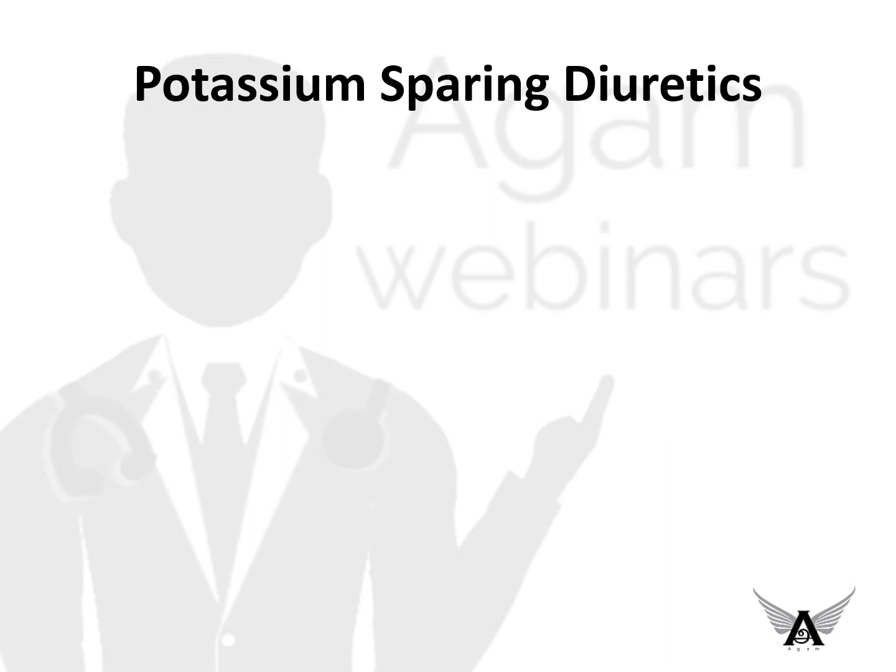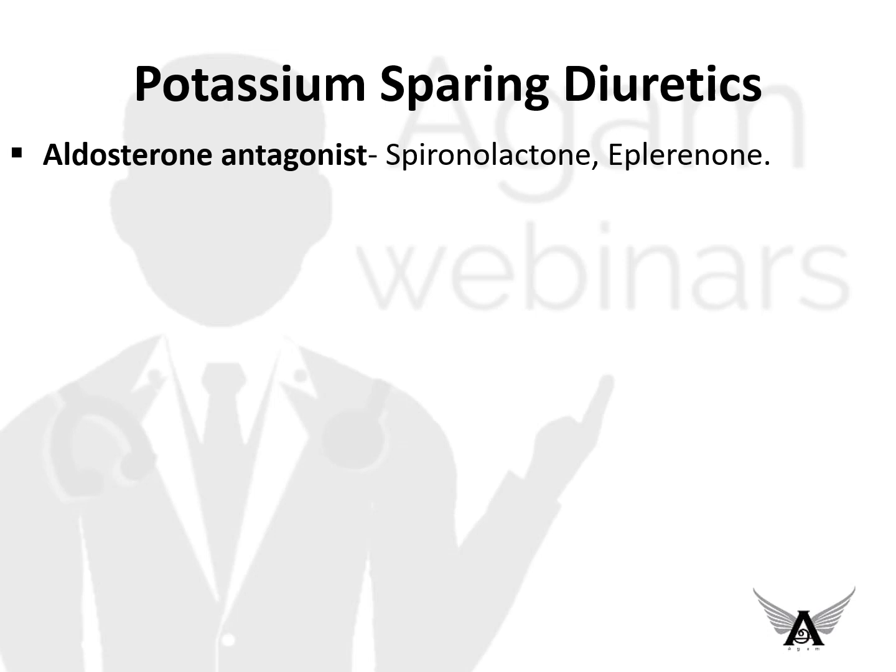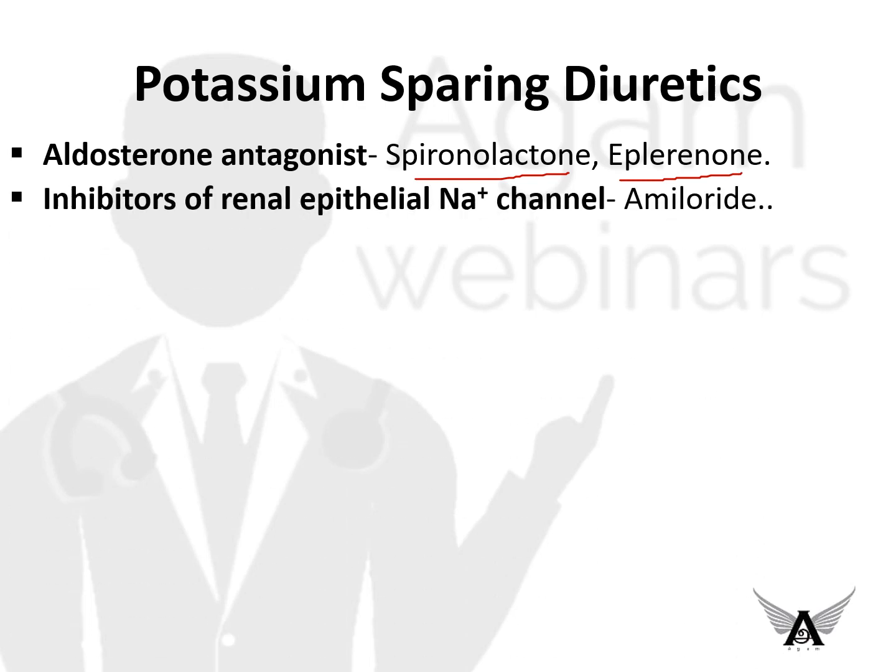Now we'll move on to potassium sparing diuretics, mainly being aldosterone antagonists, the first category. Among them, spironolactone and eplerenone are the examples. The second category is inhibitors of renal epithelial sodium channel, with amiloride as an example. The site of action is the distal convoluted tubule and collecting duct.